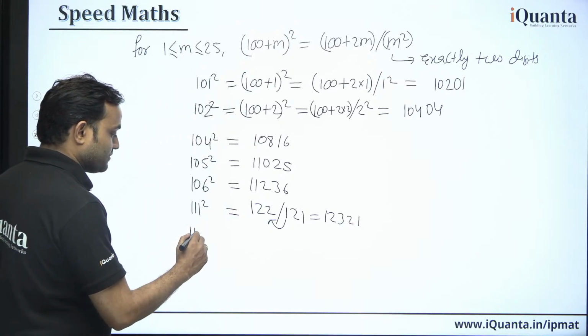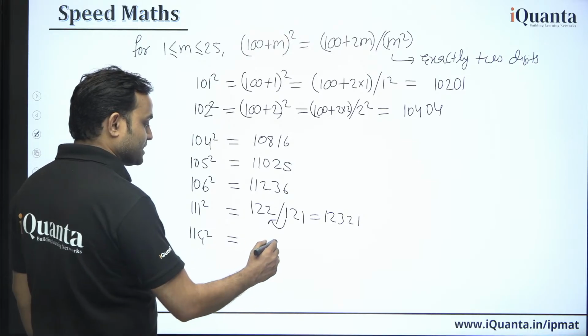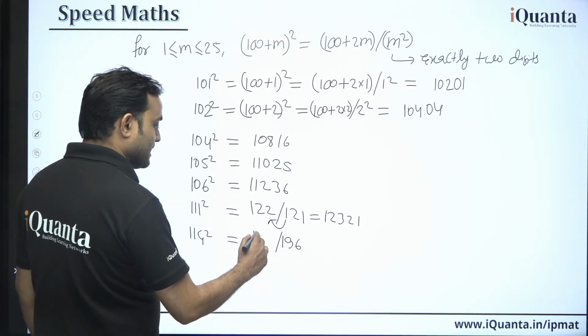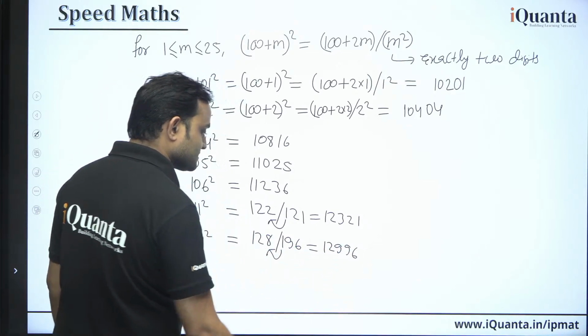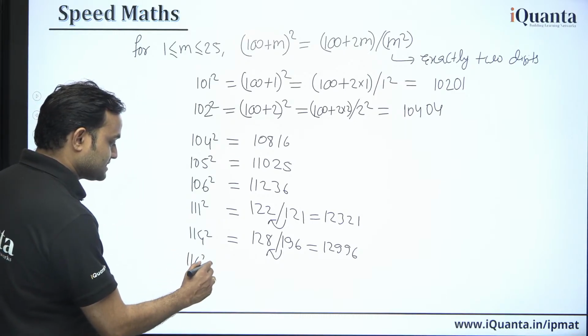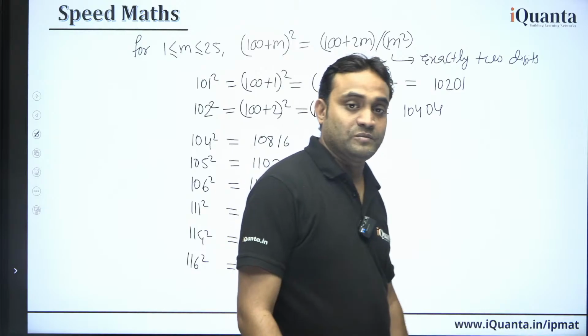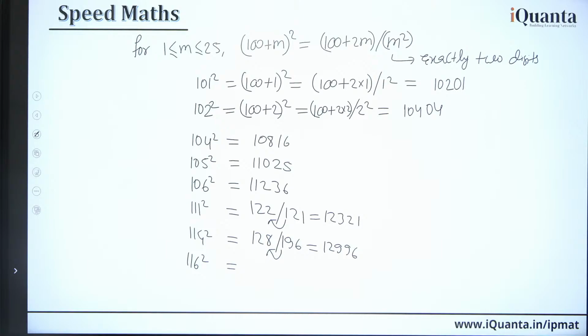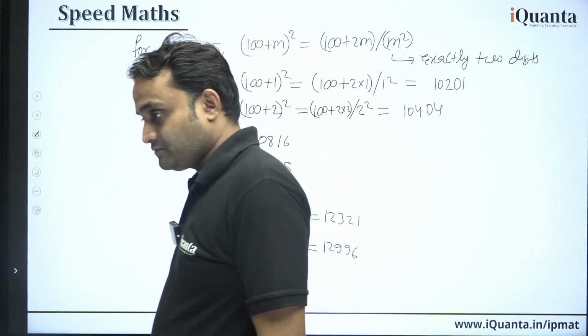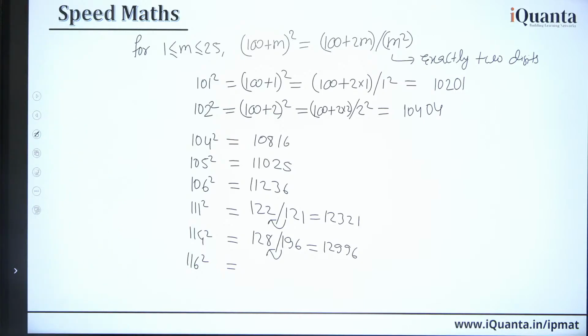Then 114 square will be equal to 14 square is 196, and this will become 128. So this will be 12996. Can you tell me what will be 116 square? What will be the value of 116 square?